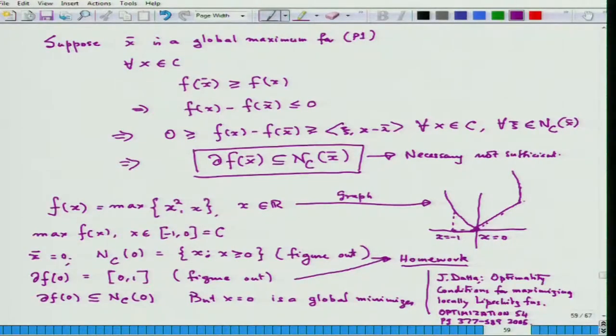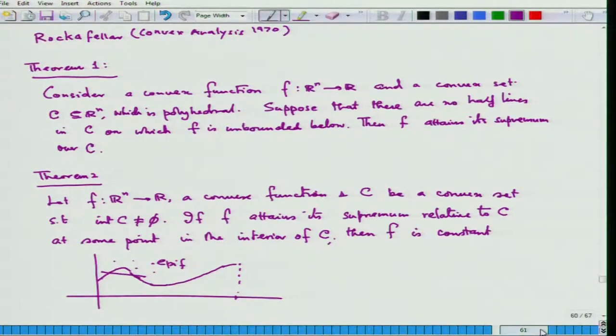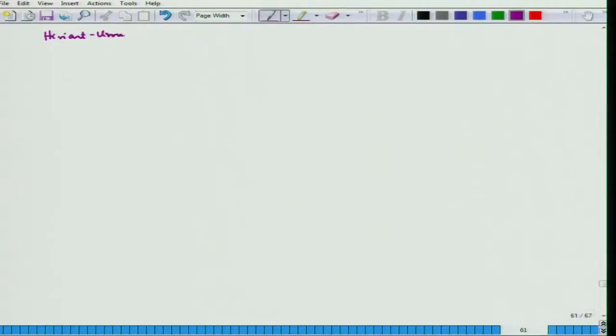So, let me mention this result due to Hiriart-Urruty and Ledyaev. This is a paper which they published long back. Both of them are leading optimizers, and those who really love mathematics and want to become convex analysts or mathematical optimizers should read papers by Hiriart-Urruty and his books.